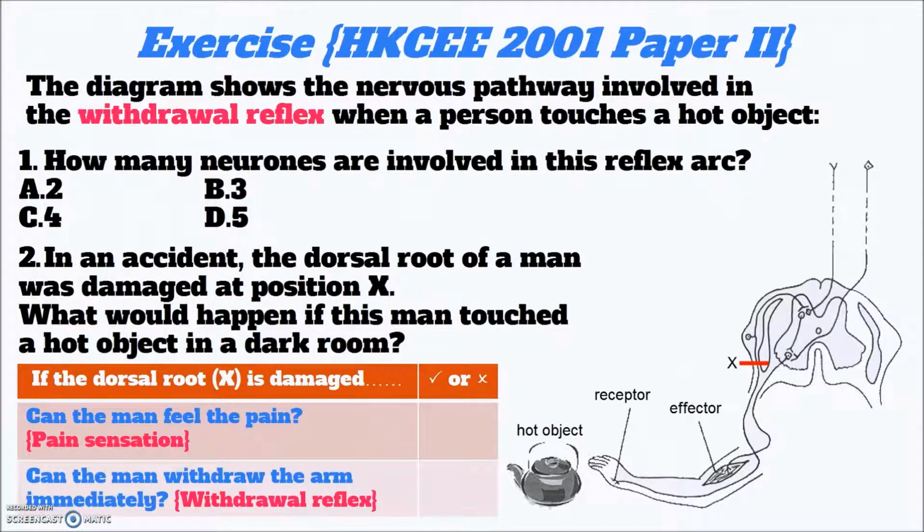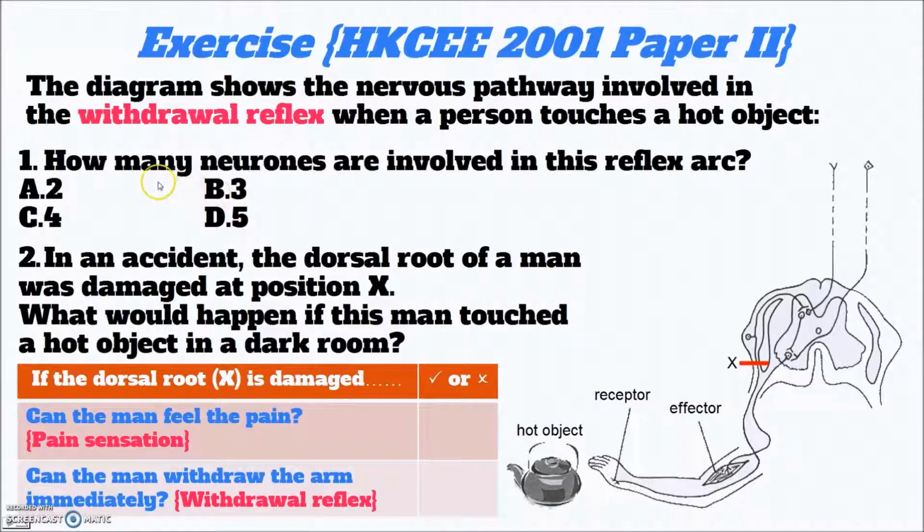After we study the 5 typical cases, we are going to take a look at an exercise, a question at the HKCE level. For these 2 questions, it's talking about the withdrawal reflex when a person touches a hot object. So let's apply what we learned in the previous slides, the guiding questions and also the terminology.